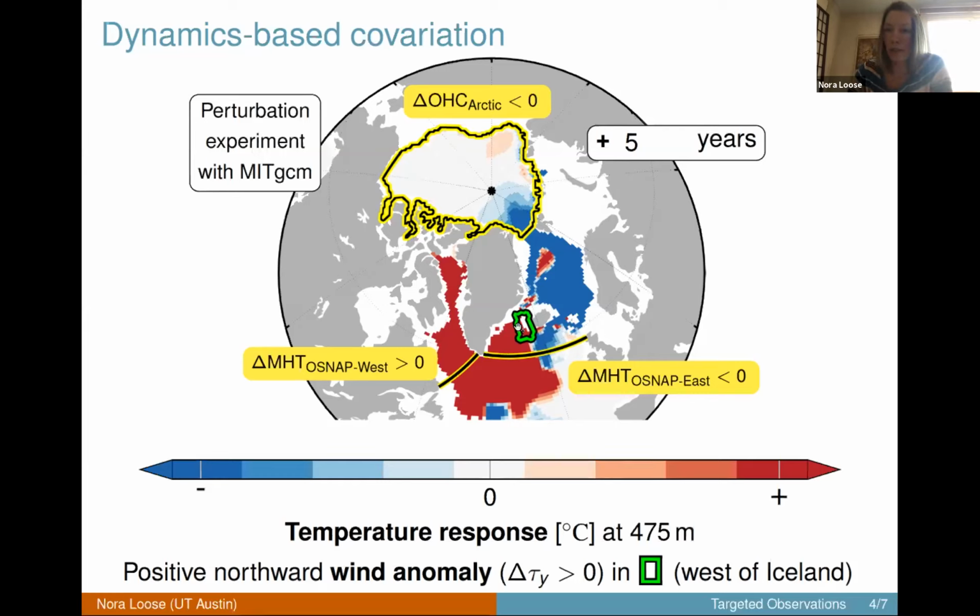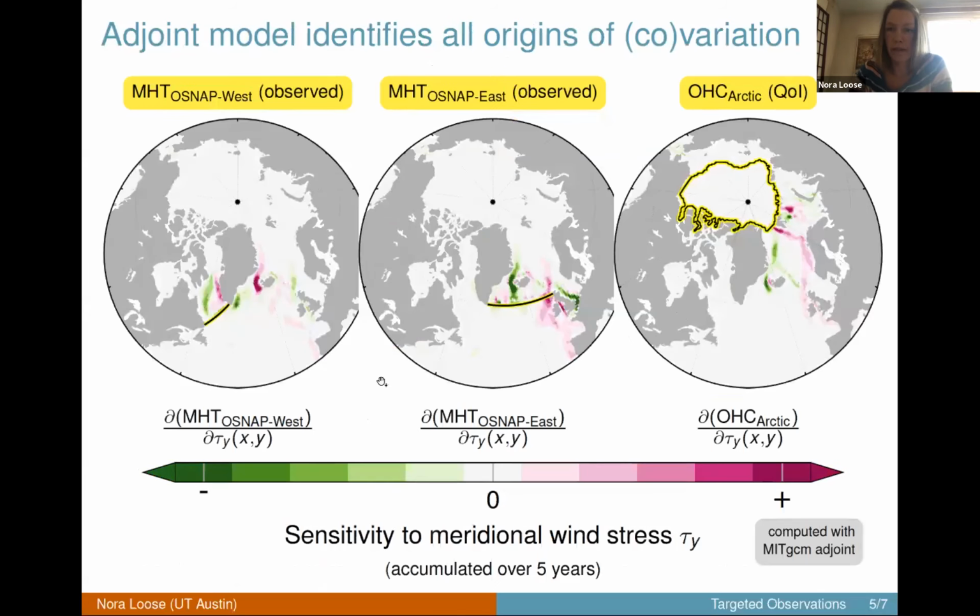Wind west of Iceland is one example for driving dynamic space covariation. But how can we identify all of such drivers? This is where the adjoint model comes into play. Here we're looking at three maps, and these show the sensitivity of heat transport across OSNAP West, heat transport across OSNAP East, and Arctic Ocean heat content to meridional wind stress, computed with the adjoint model. We notice that all three quantities are sensitive to wind west of Iceland, as they should be, after what we've seen on the previous slide.